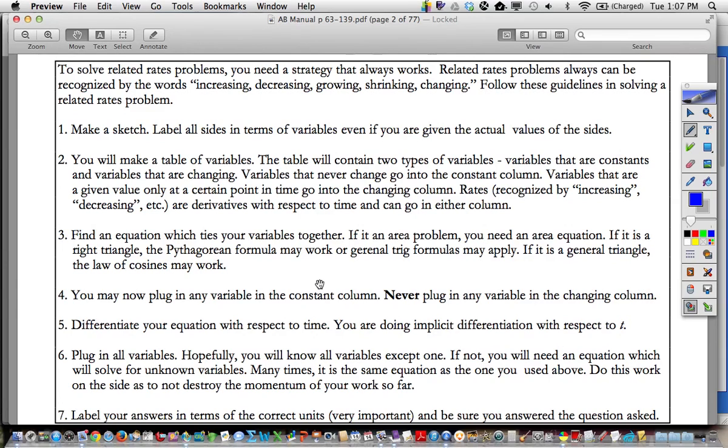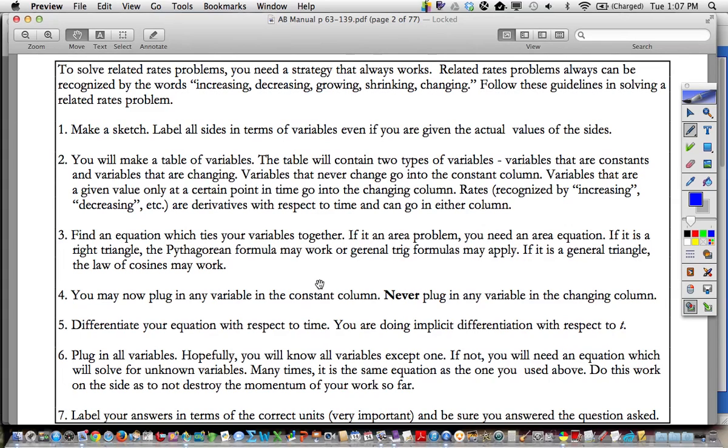This is pretty close to the way I would do it. There's a few things I'd change here, but it says to solve related rate problems, you need a strategy. Related rate problems can always be recognized by the words increasing, decreasing, growing, shrinking, changing, and so forth. Make a sketch, I agree with that. Label the sides in terms of variables, even if you are given the actual values of the variables.